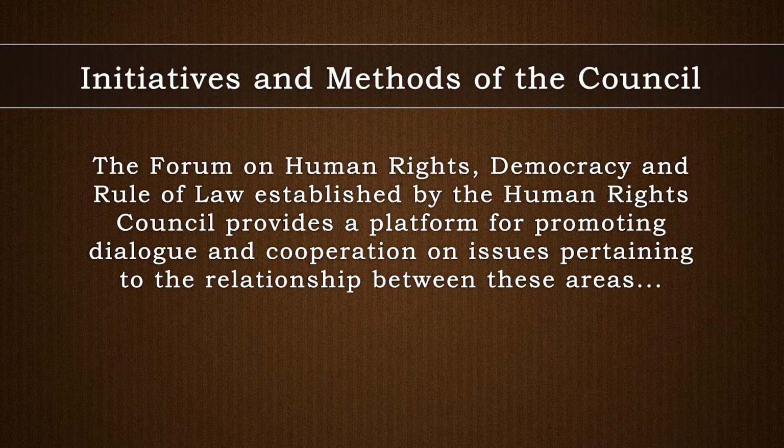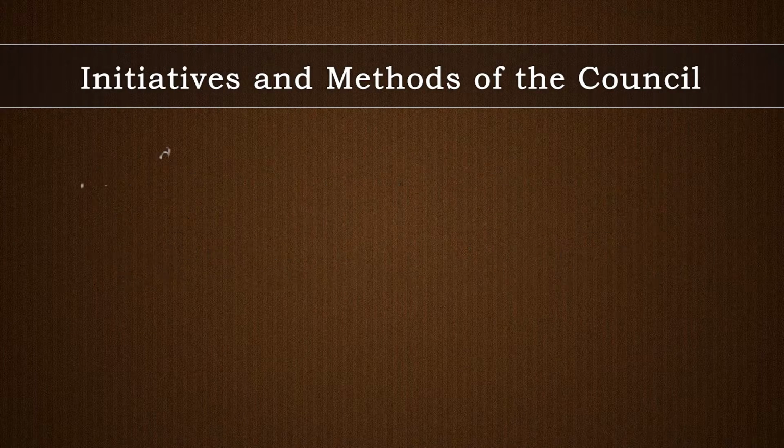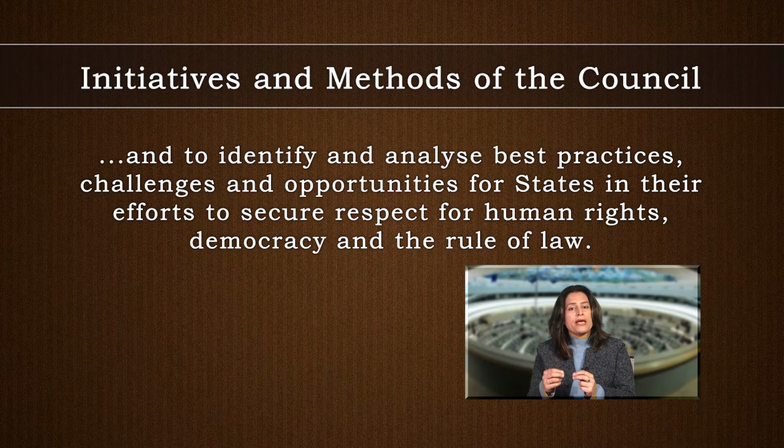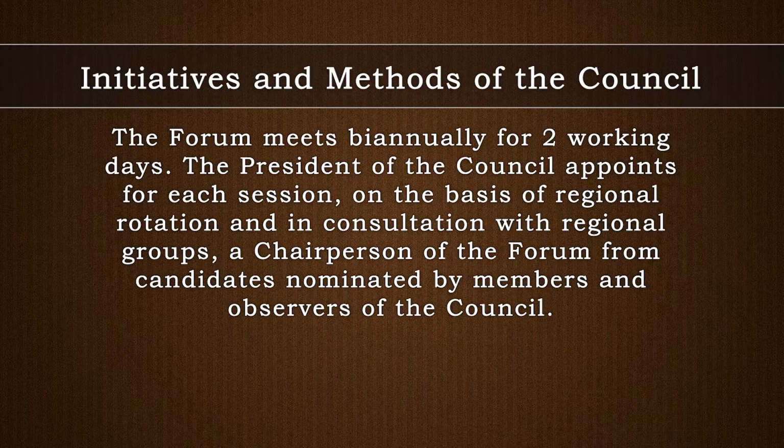The Forum on Human Rights, Democracy and Rule of Law is also established by the Human Rights Council, and it provides a platform for promoting dialogue and cooperation on issues pertaining to relationship between these areas and to identify and analyze best practices, challenges and opportunities for states in their efforts to secure respect for human rights, democracy and the rule of law. The Forum meets biannually for 2 working days. The President of the Council appoints for each session on the basis of regional rotation and in consultation with the regional groups, a chairperson for the forum from candidates nominated by members of the observers of the council.